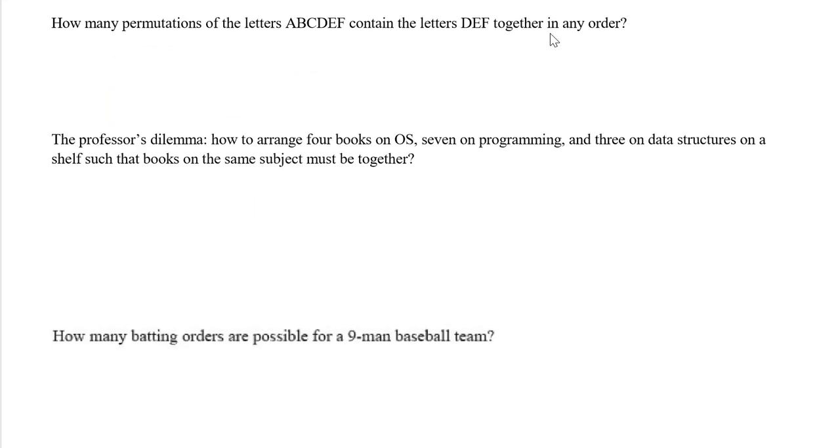How many permutations of the letters A, B, C, D, E, F contain the letters D, E, F together in any order? So here is what we have. We have basically 6 letters, but we want D, E, F to stay together. So you could permute the rest, A, B, and C. For example, we could have A, B, and then have D, E, F together, and then maybe a C later. So how many different ways could we do this?